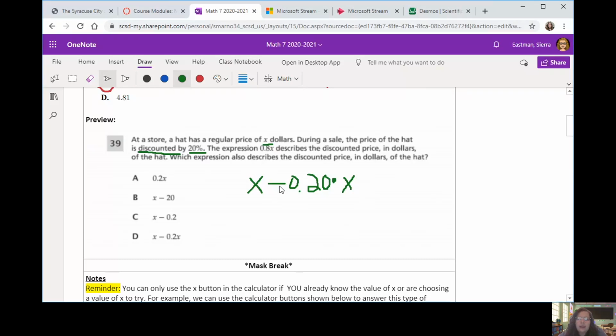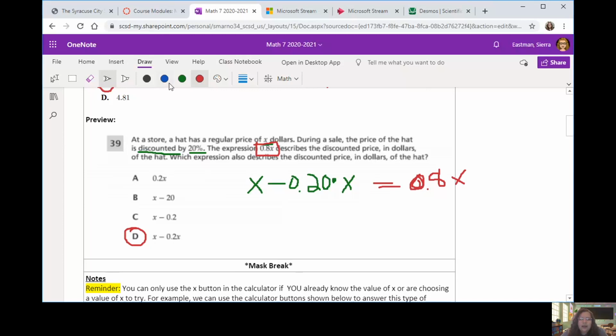And what they were telling us is that this expression should be equal to the one that we just wrote, 0.8x. And here's the reason why it is. Okay, so we just wrote one. We actually found the answer already. It should be D. That matches exactly to what we wrote down. But here's the reason why it's equivalent, why it's equal.